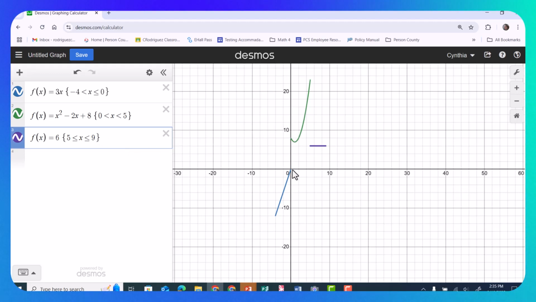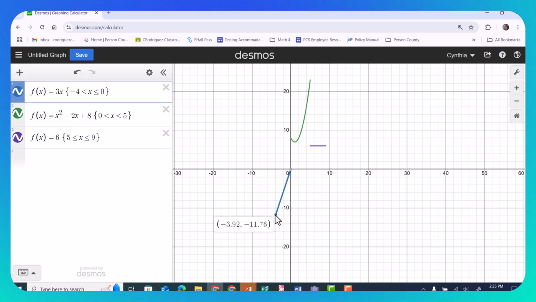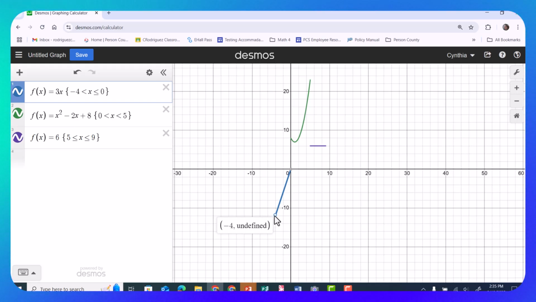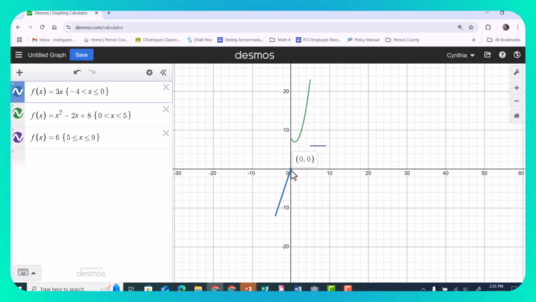I'm looking at the range. The range is your y values. So it goes down almost to -12 before it becomes undefined, because it's open there, if you remember. So it's going to start at -12 being the lowest, but it's going to be a soft bracket, and it's going to go up to 0. Okay, look at your interval notation, and it does include 0, okay?